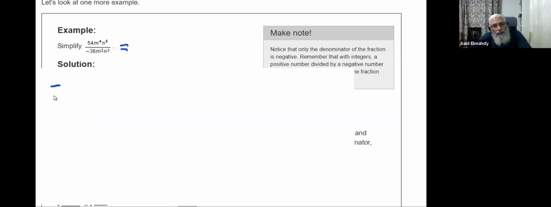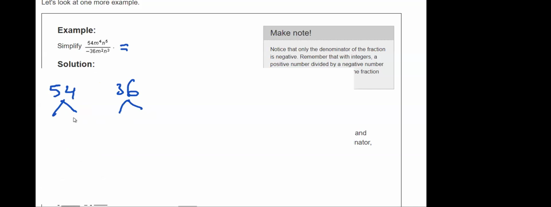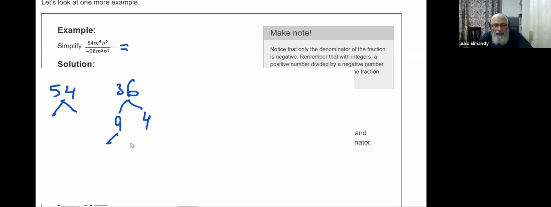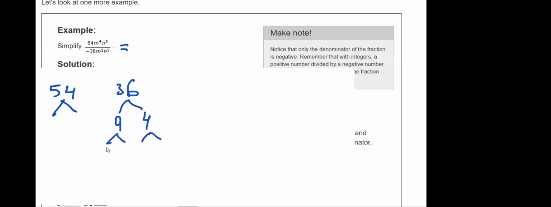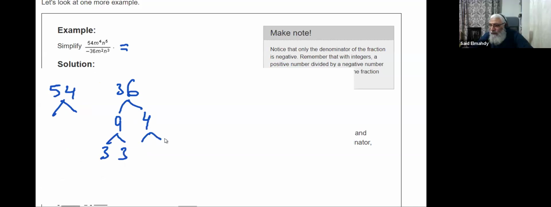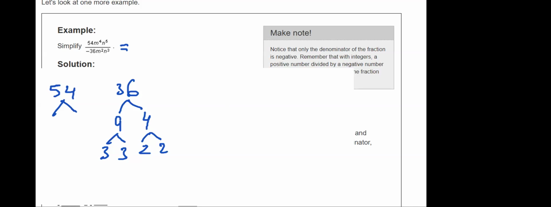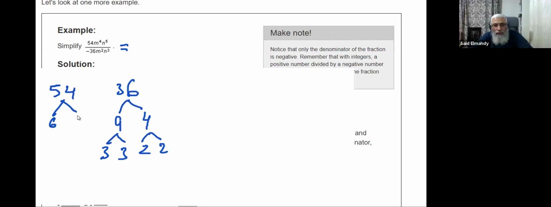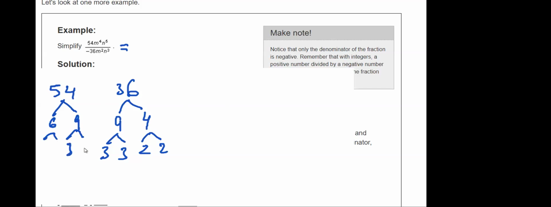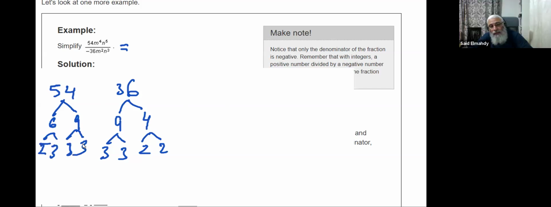So we need to factorize 54 and we need to factorize 36. This is equal to what number and this is equal to what number? 36 could be 9 and 4. Yes, and 9 is 3 times 3 and 4 is 2 times 2. What about 54? 9 times 6. And 6 is 2 multiplied by 3, and 9 is 3 multiplied by 3.